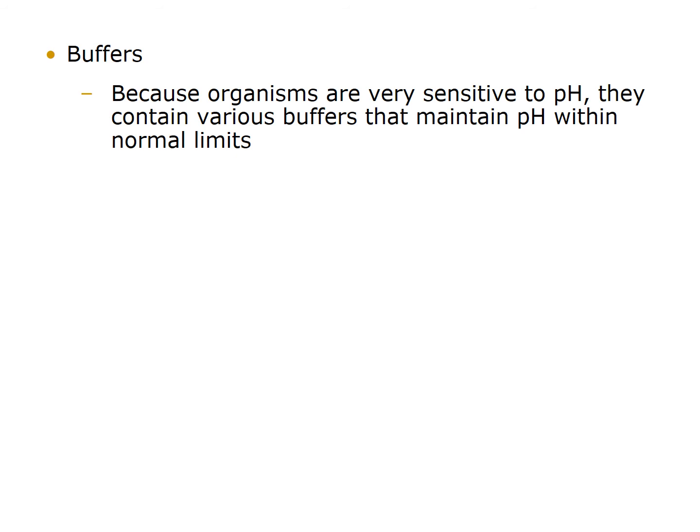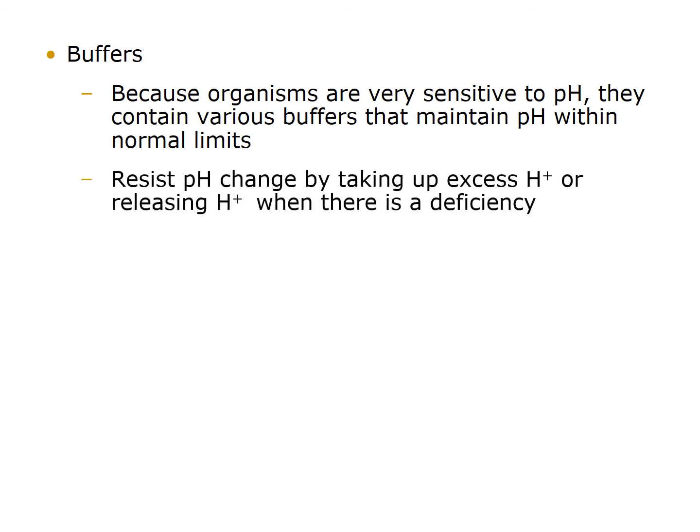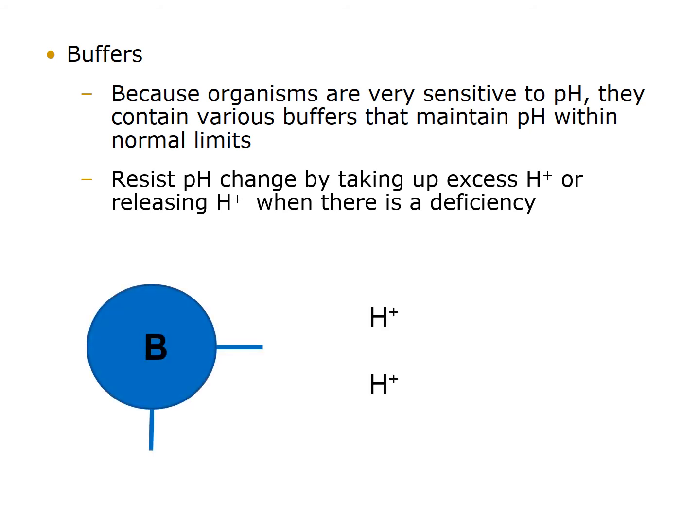Because organisms are very sensitive to pH, humans included, we contain various buffers that help resist changes in pH and therefore keep pH in the normal range. They take up excess hydrogen ions as pH decreases, and they release hydrogen ions when there is a deficiency of hydrogen ions, right? So in this little illustration that I put together, let's say these two hydrogen ions represent the normal pH, right? And this is the buffer.